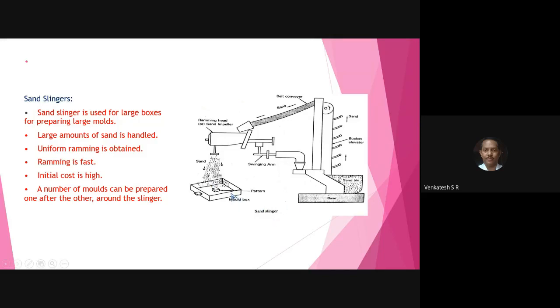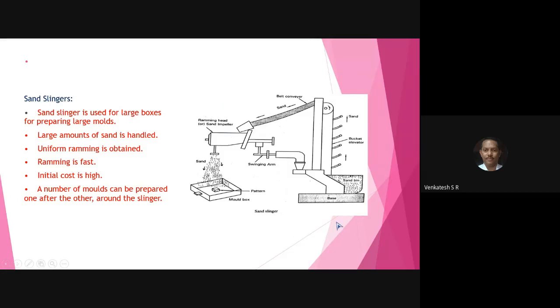Place the mold box wherever there is space available in the molding section, and you can fill the mold box with the sand by moving the swinging arm. All of you observe here. This is the swinging arm. This is the pattern, and this is the mold box. This swinging arm can be moved 180 degrees.